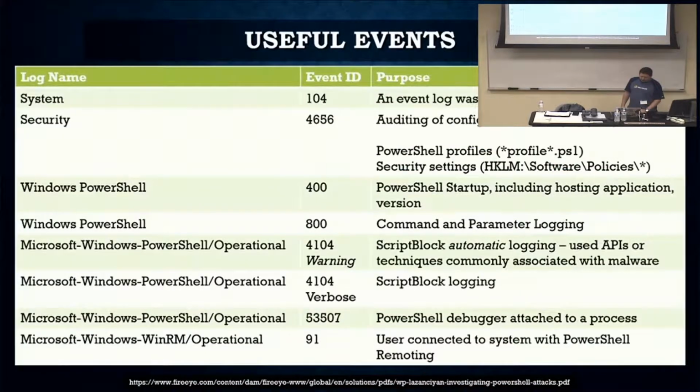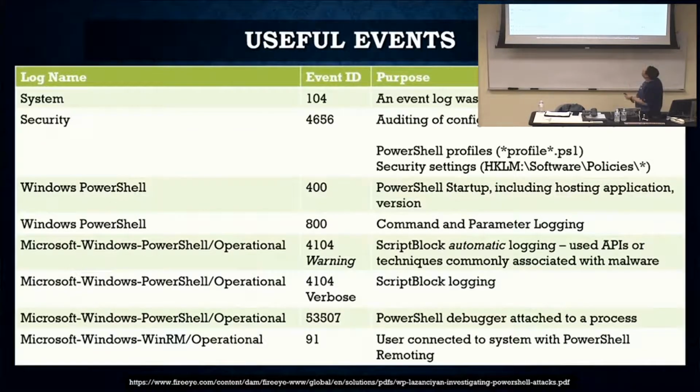Useful events to be aware of. I kind of put this into my collector, and this is another slide taken from Lee Holmes as far as what you should be looking for when you've dialed up the forensic aspects of PowerShell. These are the events that should go into something that gives you some visibility as to what's going on. System log 104, which is, hey, someone tried to clear the log. That's always an important one. That one should be on everyone's default list of things.